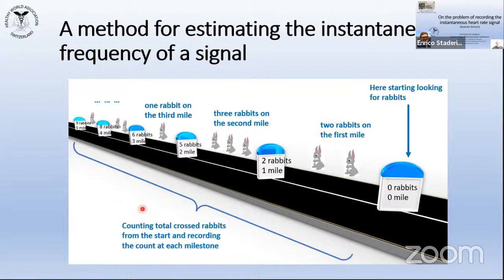So the method for estimating the instantaneous frequency of rabbits per mile is the following. First, we count the total crossed rabbits from the start, recording the count at each milestone. At the start, we have mile 0, 0 rabbits. At the first mile, we found 2 rabbits. At the second mile, we found in total 5 rabbits. At the third mile, we found 6 rabbits, 2 plus 3 plus 1. At the fourth mile, we found 8 rabbits. At the fifth mile, we found 9 rabbits, and so on.